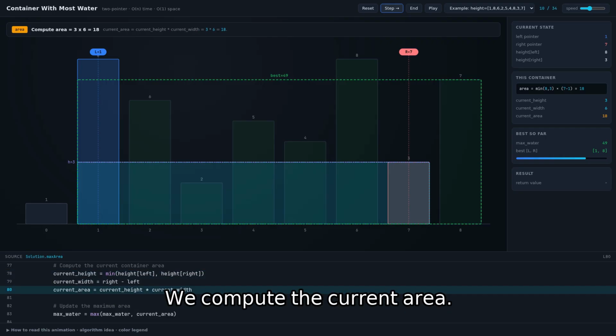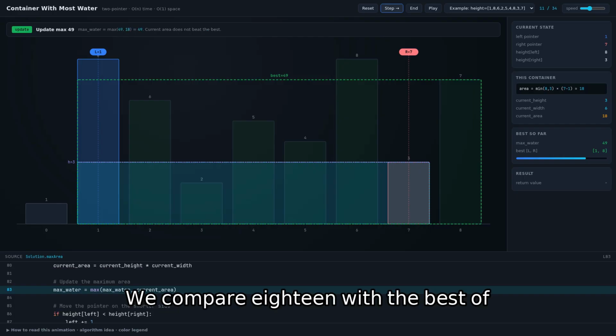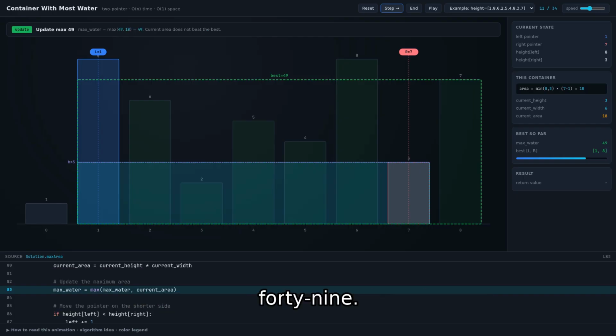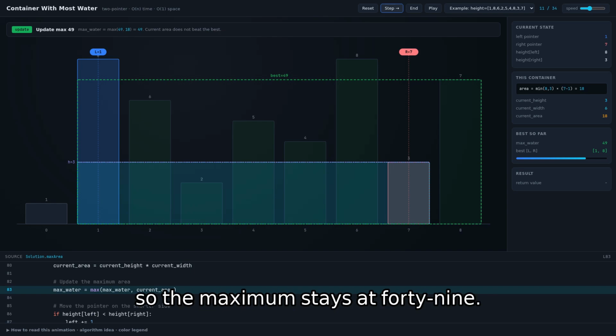We compute the current area. 3 times 6 gives 18. We compare 18 with the best of 49. 18 does not beat it, so the maximum stays at 49.